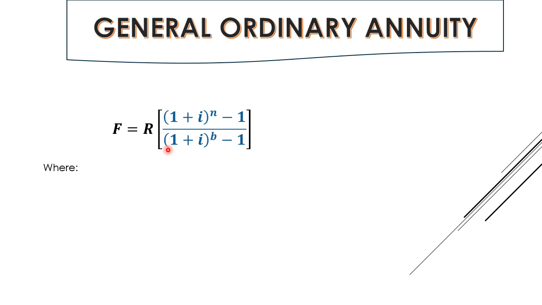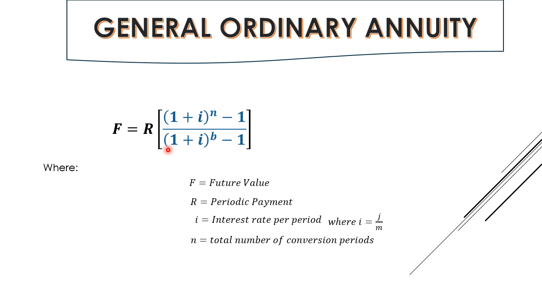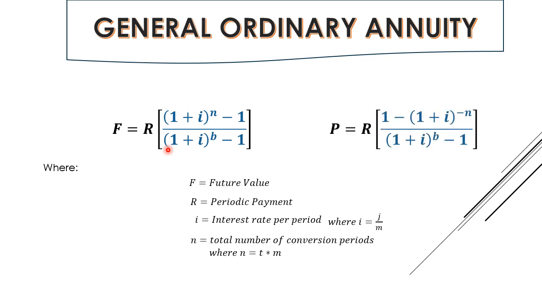Now, this time, since we're done with the simple annuity, let's talk about the general annuity. So, we have the formulas for the general annuity. F equals R times 1 plus I to the power of n minus 1 over 1 plus I to the power of b minus 1. So, your F there is your future value, your R is the periodic payment, I is still the interest rate per period, that is the J over M, and N there is the total number of conversion periods, and your B there is new, right? So that is a new variable.